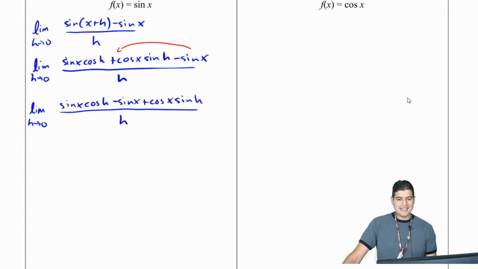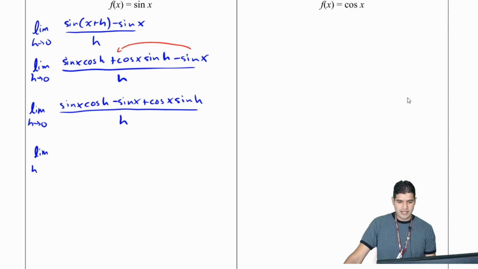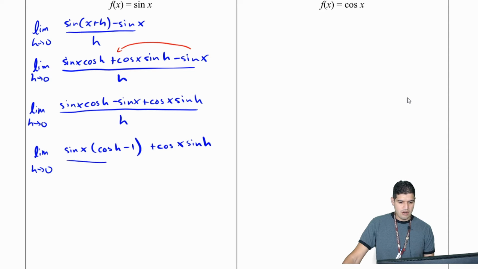And then what I notice in that first set of terms, sine of x cosine h minus sine of x, is that they both have a sine of x in common. So I want to factor that out. So the limit as h approaches 0, sine of x, and then what's left over? I get cosine of h minus 1 plus cosine of x sine of h all over h.